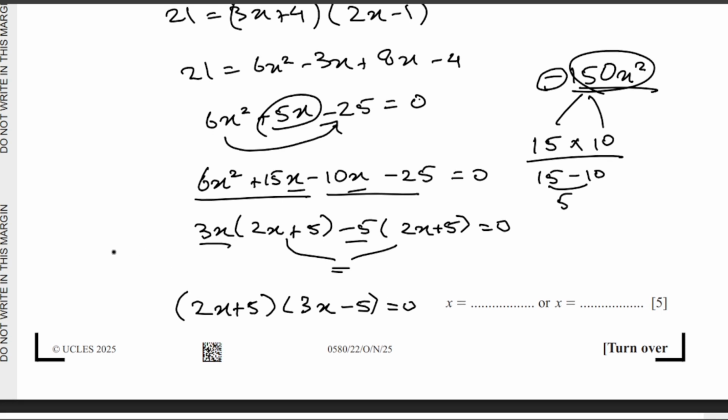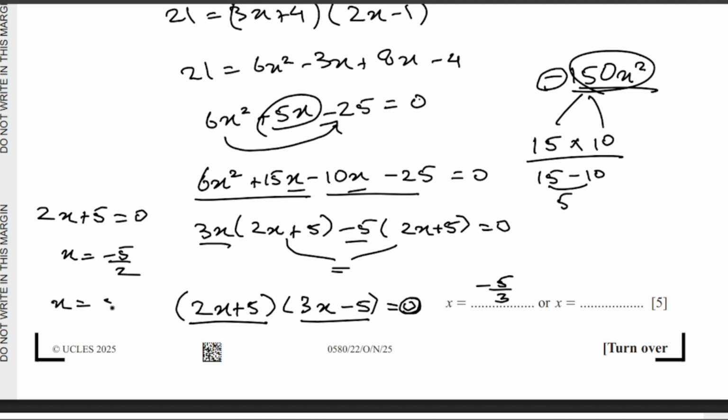Now solve these separately, because in maths, obviously, for something to multiply and give you 0, either this will have to be 0 or this will have to be 0, right? One of them would have to be equal to 0, right? So set them both equal to 0 and you will get two answers. So 2x plus 5 equals to 0. So x would equal to negative 5 over 2. Write that down there. Or x would equal to 5 over 3, right? Basically solve this one. So 5 over 3. And that is your final answer.